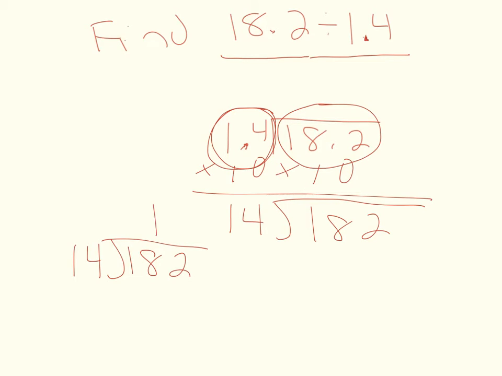14 goes into 18 once. 14. Bring down my 2. 14 goes into 42 3 times. 3 times 14 is 42. With no remainder left over, that would be 0.